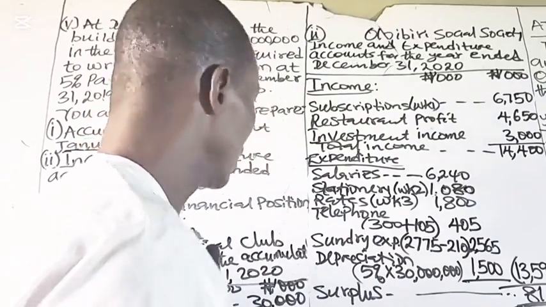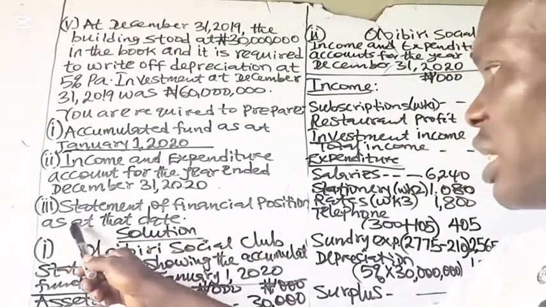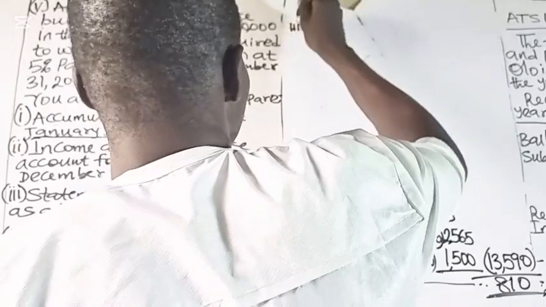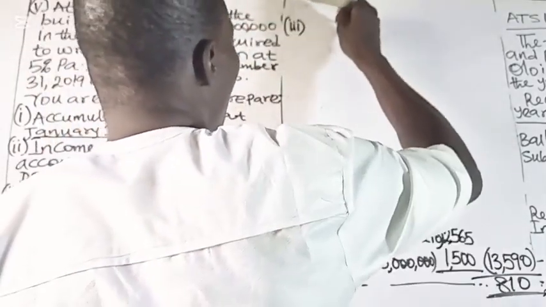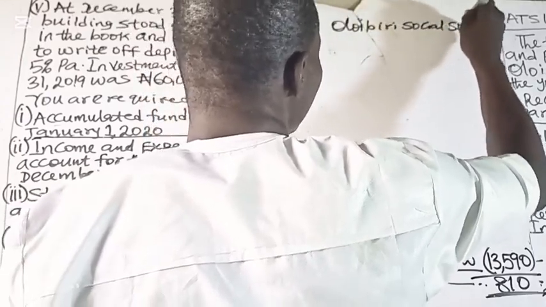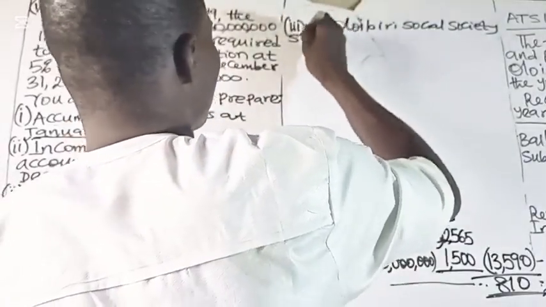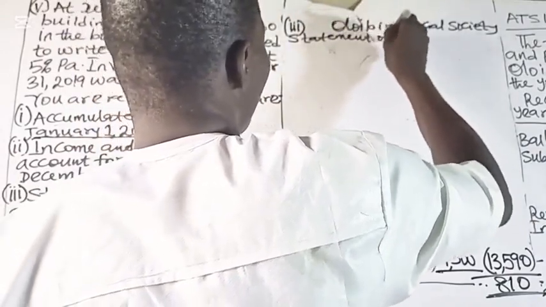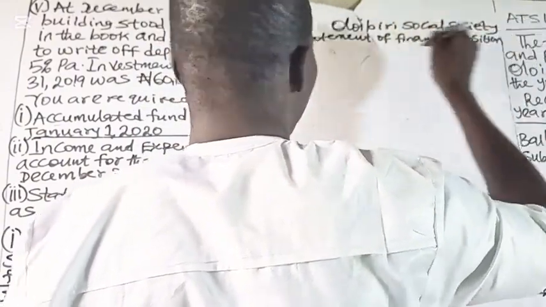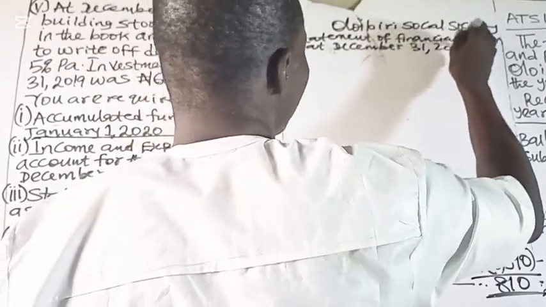You have 810,000. Then after we are done with this, you have to prepare the statement of financial position as at that date. You want to prepare the statement of financial position of the society as at December 31st, 2020.